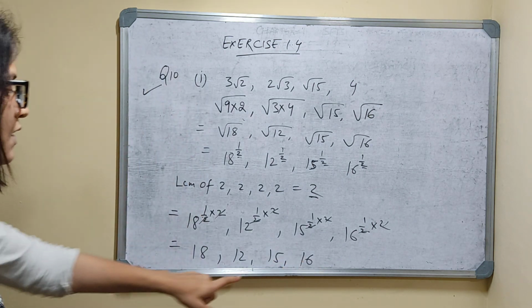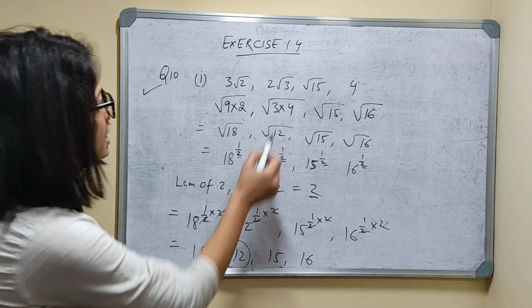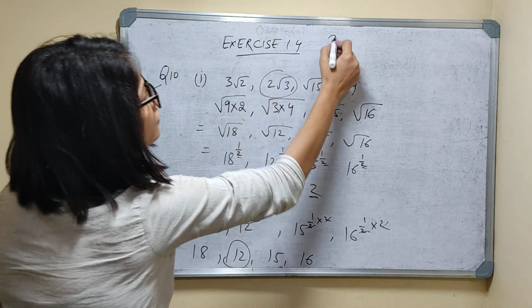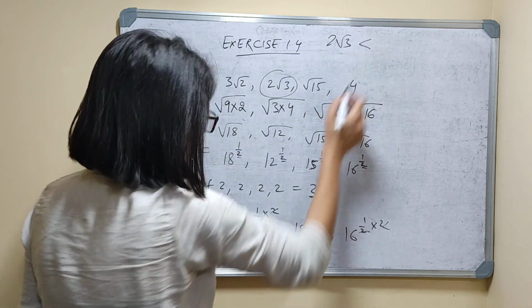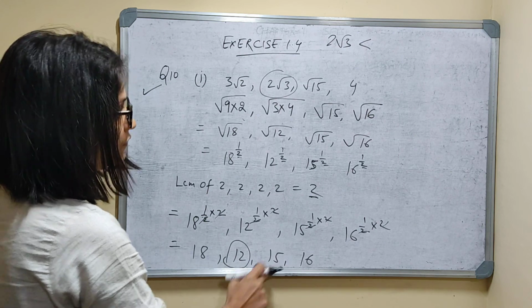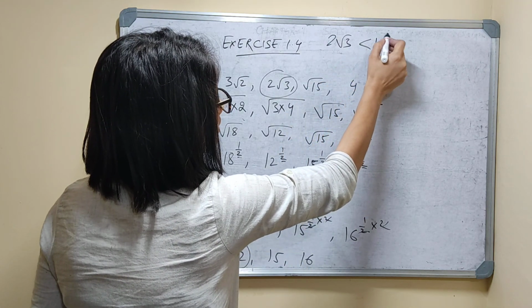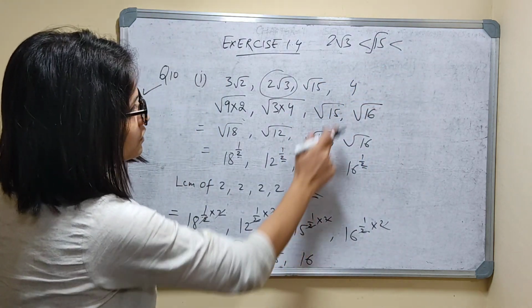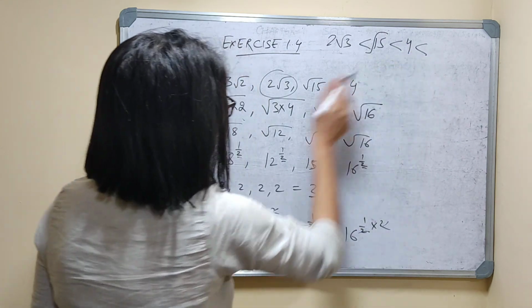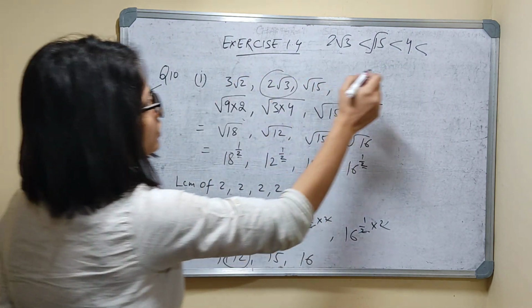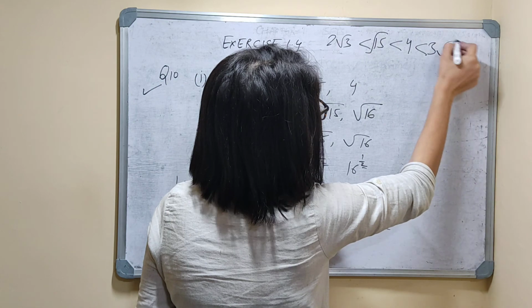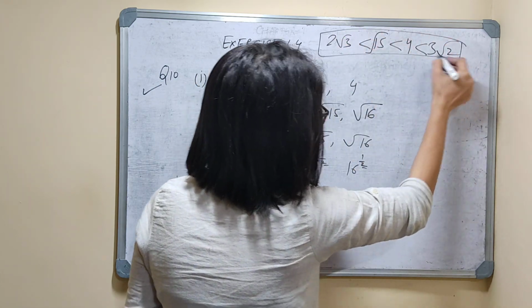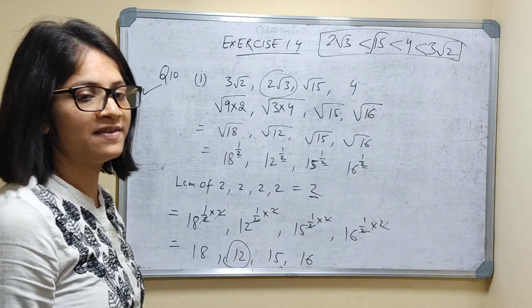Now you can see which is lesser. 12. We got this from 2 root 3. So 2 root 3 is the lesser number. Then after 12, 15, that is root 15. Then 16, so it is from 4. And then 18, that is from 3 root 2. So like this you have to find the numbers arrangement in ascending order.